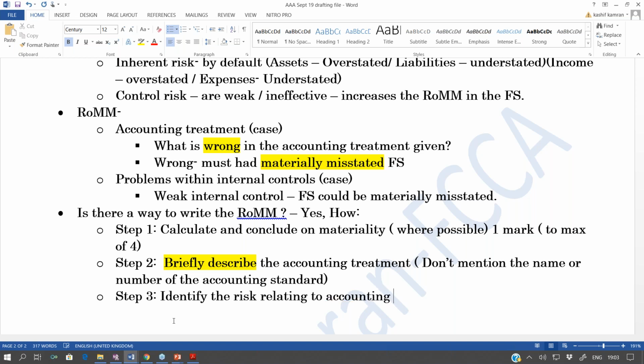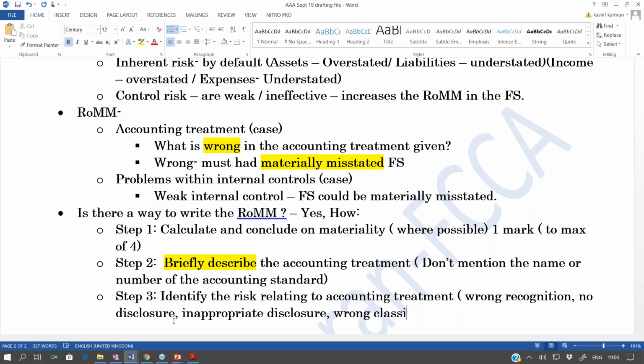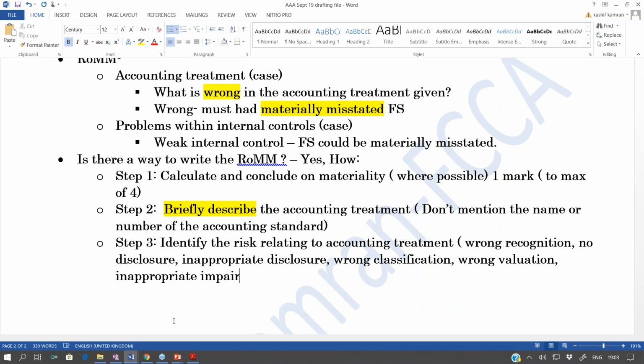How many types of risk can there be with reference to accounting treatment? For example, wrong recognition, something being wrongly recognized. No disclosure can be a risk. Inappropriate disclosure. Wrong classification of something. Wrong valuation, or no or inappropriate impairment review, or inappropriate revaluation. You're all accountants, right? How many types of risk are there in an accounting standard? Presentation, classification, recognition, valuation. Is this all what you learn from an accounting standard as accounting students?